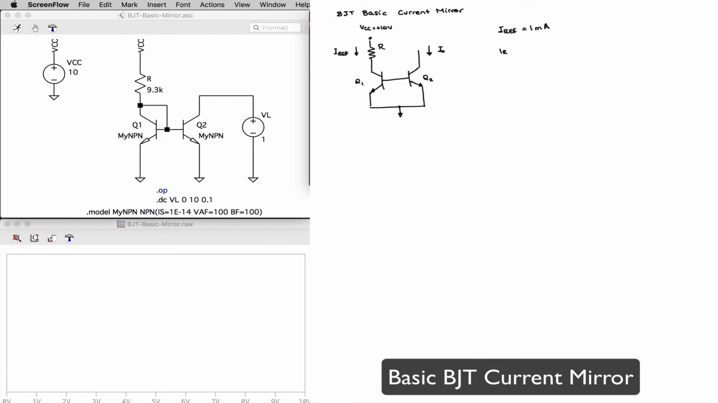And that means since my reference current is going to be equal to VCC minus VBE, divided by R, if I want my reference current to be 1 milliamp, that means my resistor R will be VCC minus VBE over Iref, which in this case is 10 minus, let's assume 0.7 volts for the VBE drop, divided by 1 milli, or 9.3 kilo ohms.